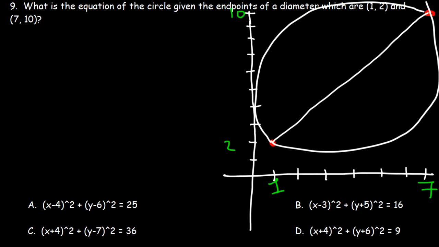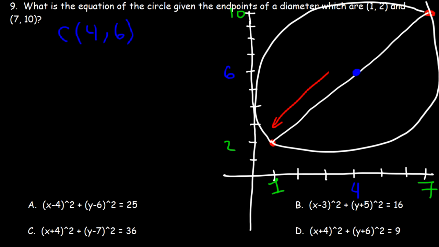The radius is the distance between one of those endpoints and the center. So the center is probably somewhere around here. To find the x coordinate of the center, average the x values of the endpoints. If you add 1 and 7, that's 8, and if you divide it by 2, you get 4. So 4 is the midpoint of 1 and 7. The midpoint of 2 and 10, which is the average, is 2 plus 10, which is 12, divided by 2. So it's 6. So therefore, we have a center of 4, 6.